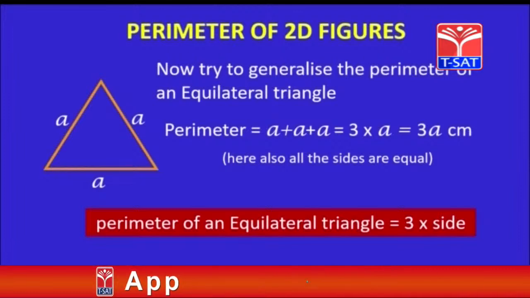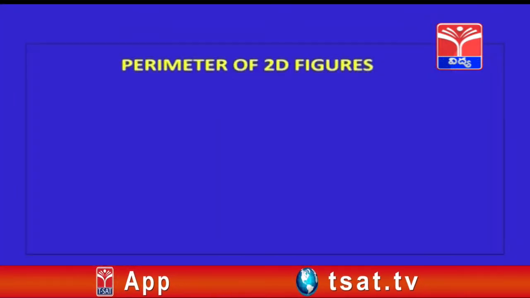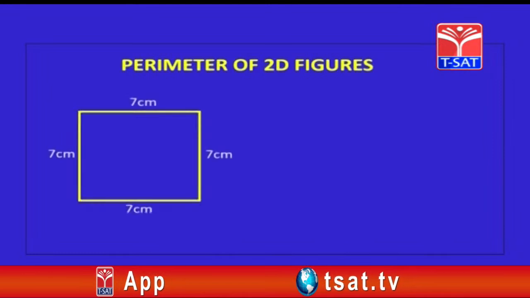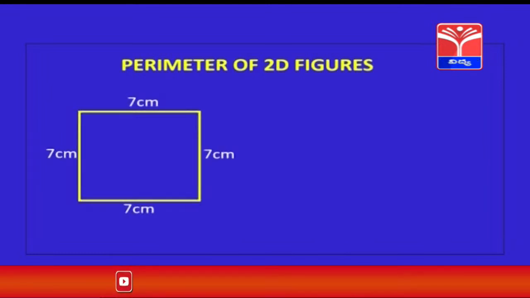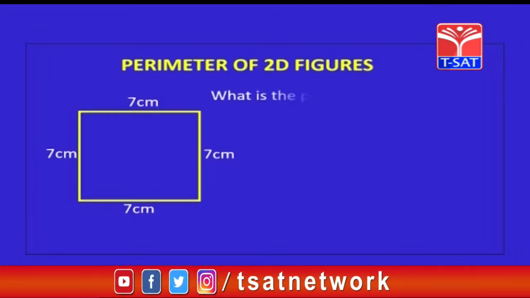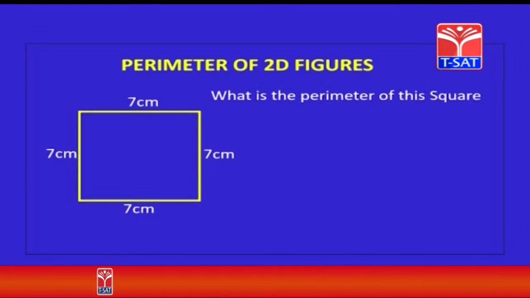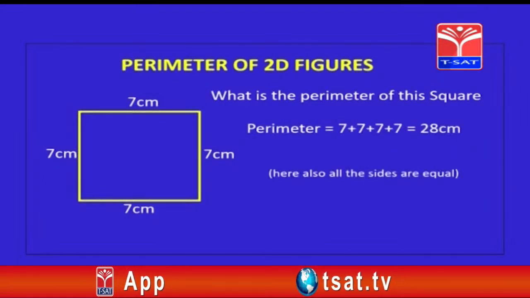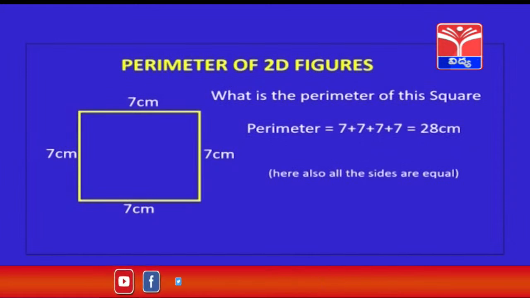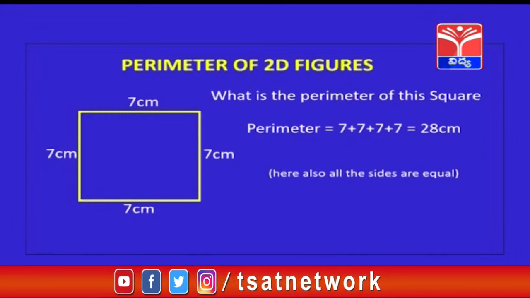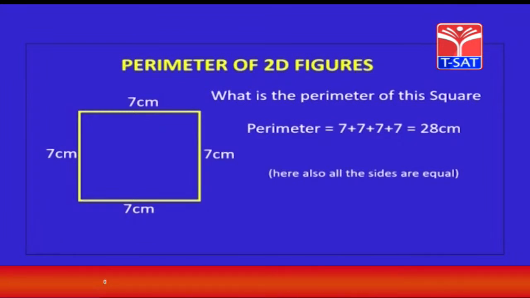Suppose we take another 2D shape. With the help of these measurements, can you name the shape of 7 centimeters each side? All angles are 90 degrees. Yeah, this is square. Now tell me the perimeter of square. Before I explain, you tell me the perimeter. We studied already, perimeter is equal to sum of all sides, 7 plus 7 plus 7 plus 7. So here 4 times. Here also all sides are equal, but it has 4 sides.